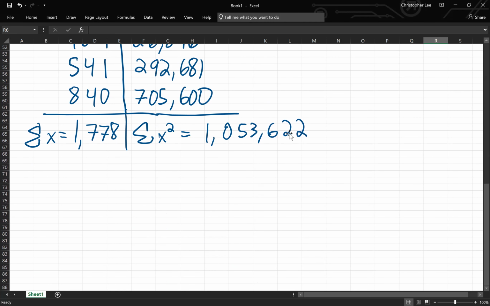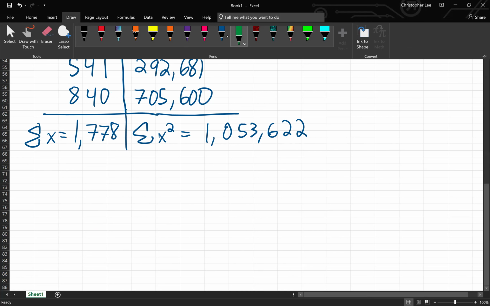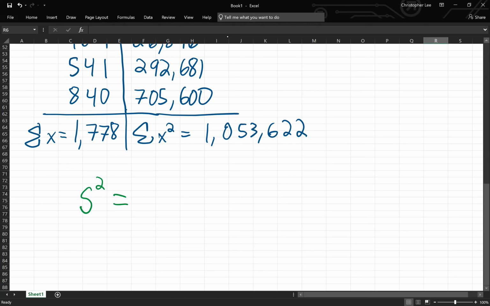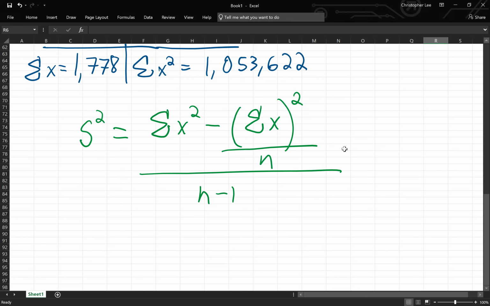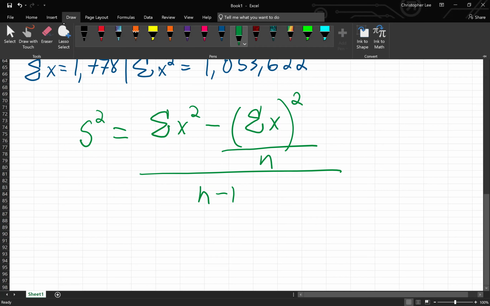So what's the variance formula here? s squared is equal to the sum of x squared minus the sum of x, squared, divided by n, all over n minus 1. Perfect. All we have to do is plug in those numbers. We'll do it your way too, to verify, but we should all get the same answer regardless of which way we do it.